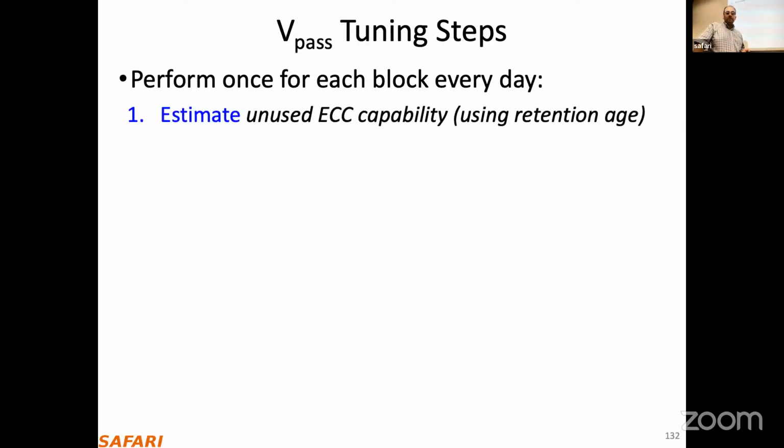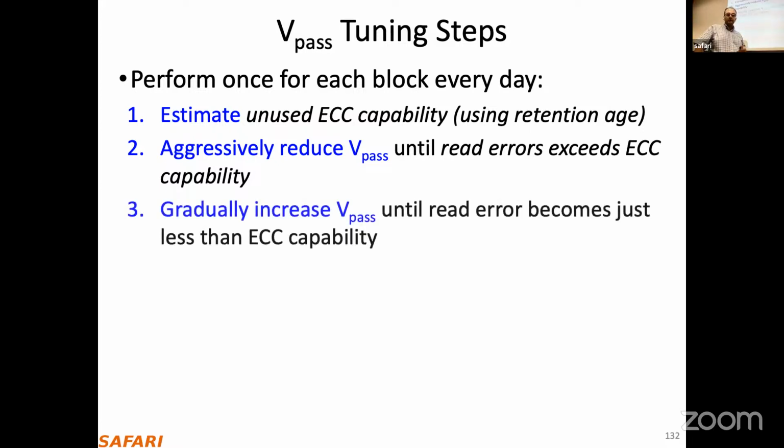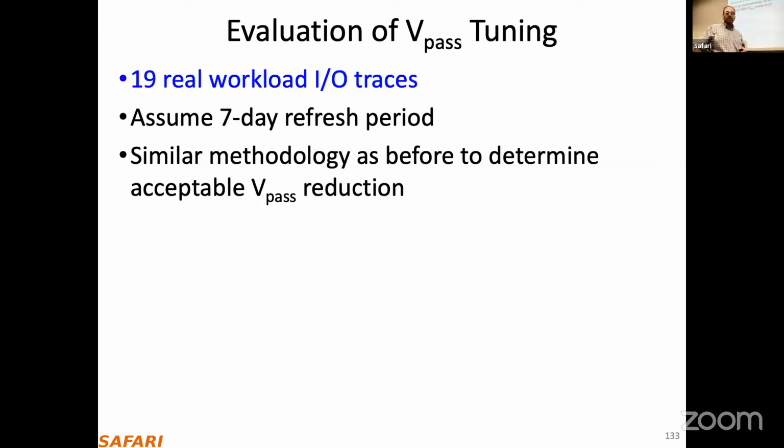So we perform this VPass tuning once for each block every day. And we estimate unused ECC capability using retention age. I mean, from the number of PE cycles of that block and the retention, you can actually estimate. The flash controller has that information. Basically, we aggressively reduce VPass until read errors exceed ECC capability. And then we gradually increase VPass again until read errors become just less than ECC capability. So that's the tuning technique that we are using here.